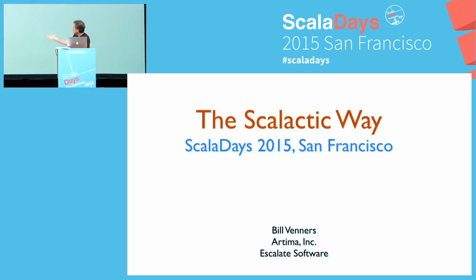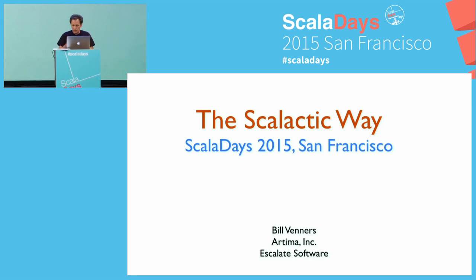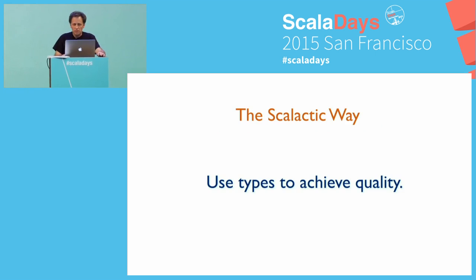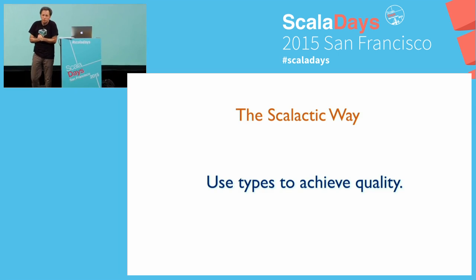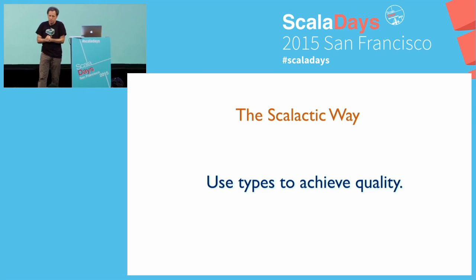So, my name is Bill Venners, and I wanted to talk about this library called Scalactic that grew out of ScalaTest. Essentially, Scala is a very unopinionated language. It allows a lot of different styles and a lot of different ways of doing things. And Scalactic is more opinionated, and I wanted to describe what that is. I really wanted to boil it down to something really simple. I think the best description is that the opinion is you should use types to achieve quality.